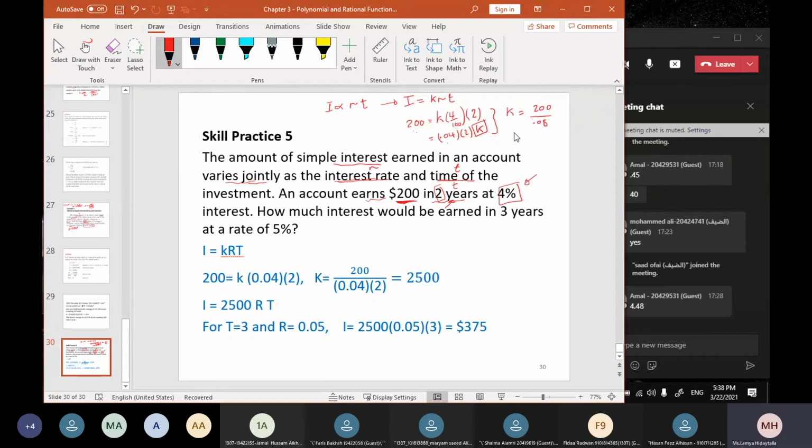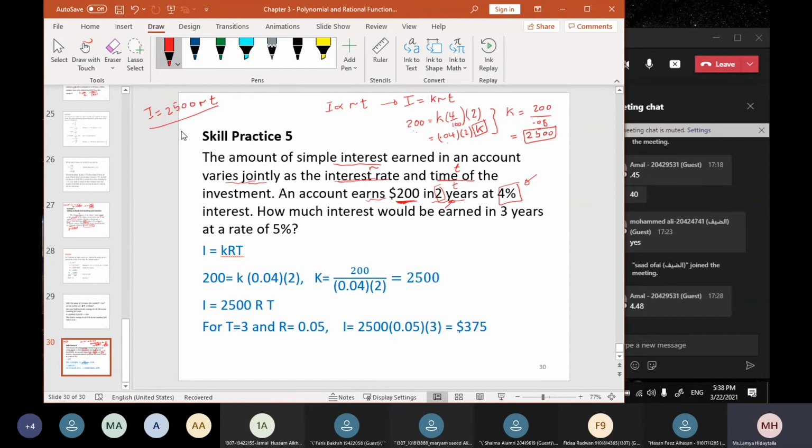Okay, so the k is equal to 2,500. The k is 2,500. So now I have an equation. The interest is equal to 2,500 times a rate, which is R, times the time. So this is our equation.